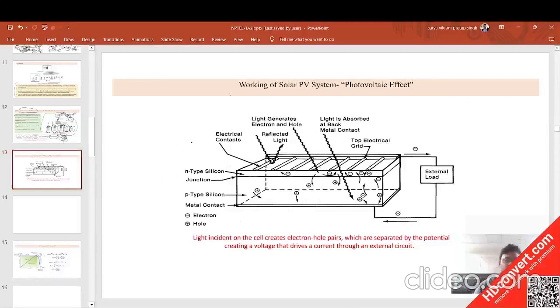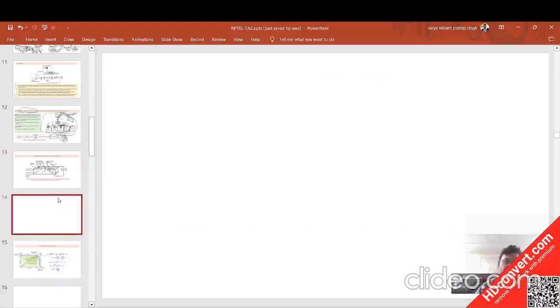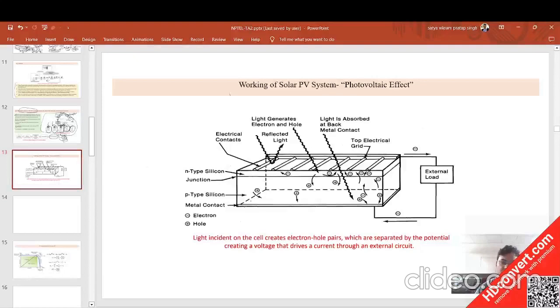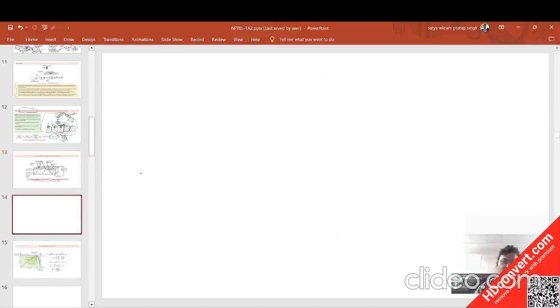Coming to the solar PV system, that is the photovoltaic system, before jumping to the question part, let's explain these theories. Theories in what sense? If you see this figure and this figure description, it says that light incident on the cell creates electron-hole pairs which are separated by a potential barrier, creating a voltage that drives a current through an external circuit. Let me explain how it works.